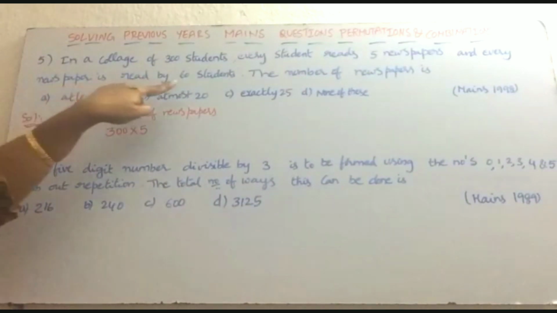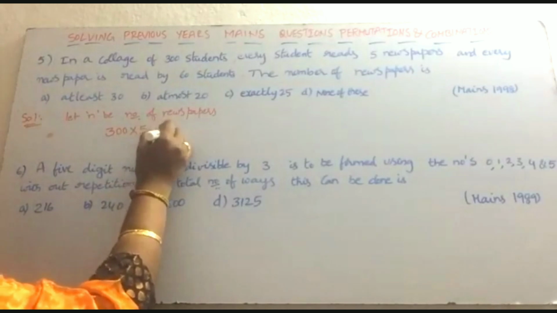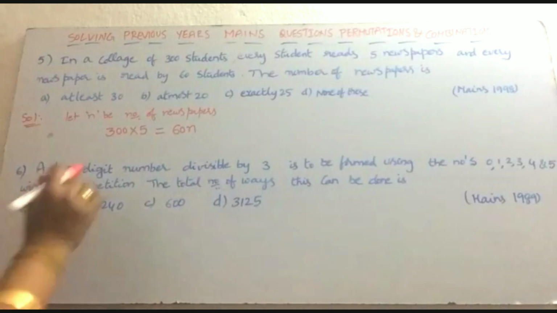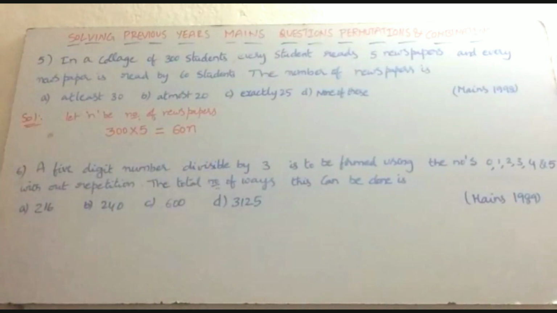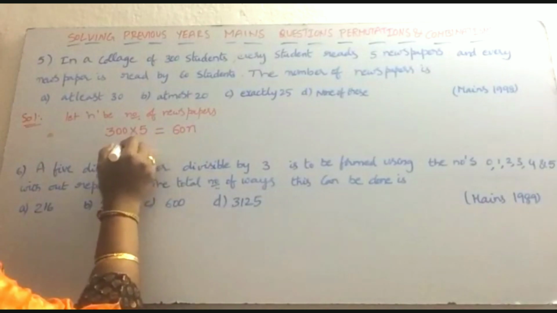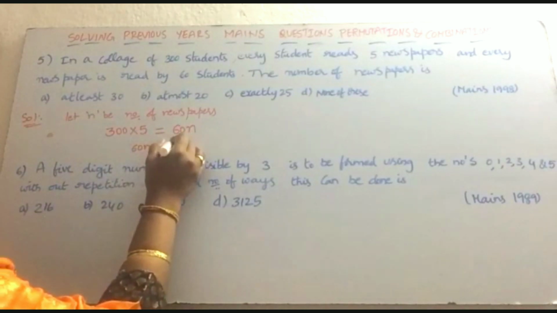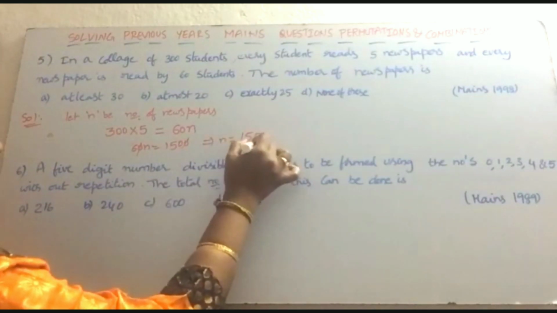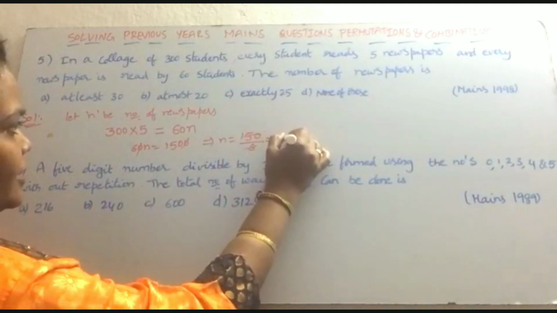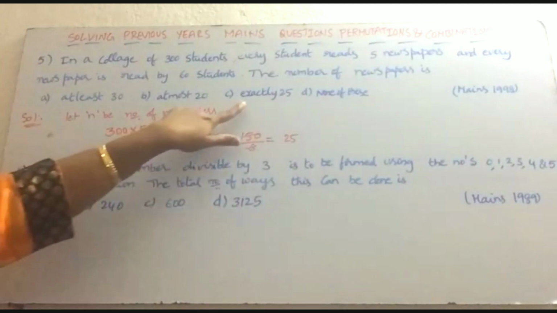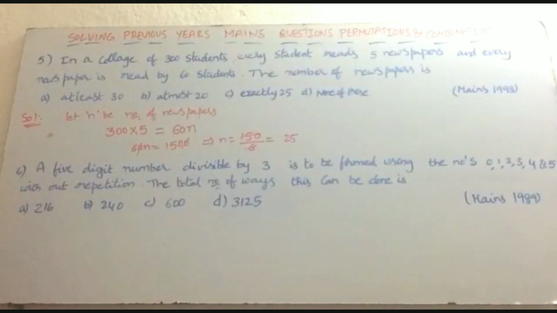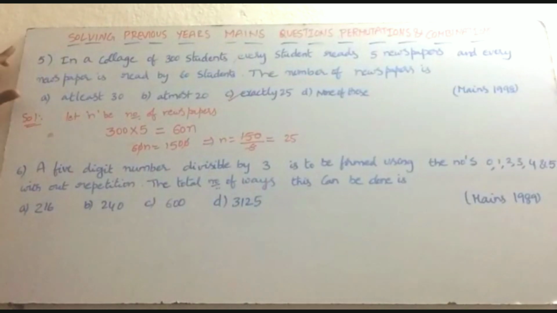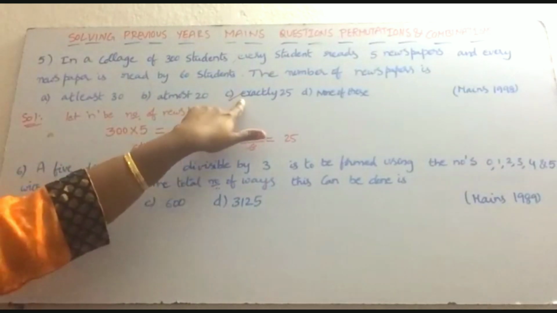Every newspaper is read by 60 students. So we don't know the number of newspapers, that means 60 into n. So 60 n equal to 300 into 5. That means 60 n equal to 1500. That implies n equal to 150 by 6, so 25. So exactly 25 newspapers are in the college. So option C is correct.